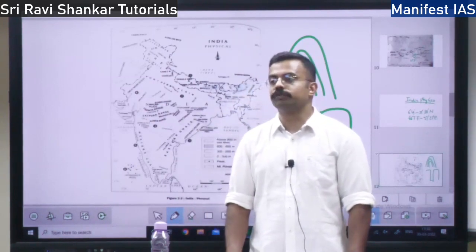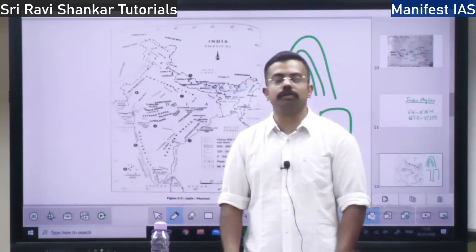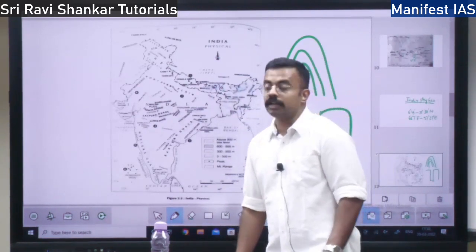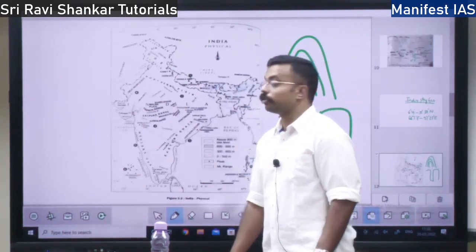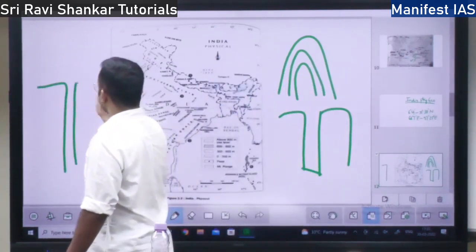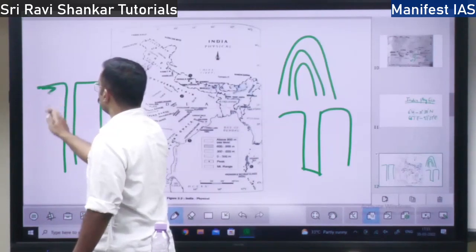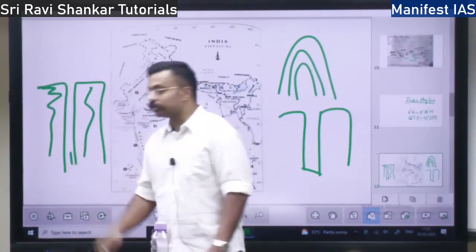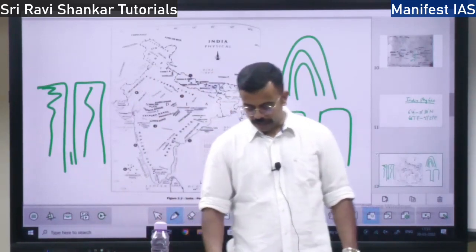So when the river is in youthful stage, what is the topography? Fluvial landforms you will find. So you will find gorges. I have told you what a gorge is. It is like this, the gap. If these are the two mountains, the gap between the mountains is a gorge where the river flows. Right? I have shown you the diagram also.